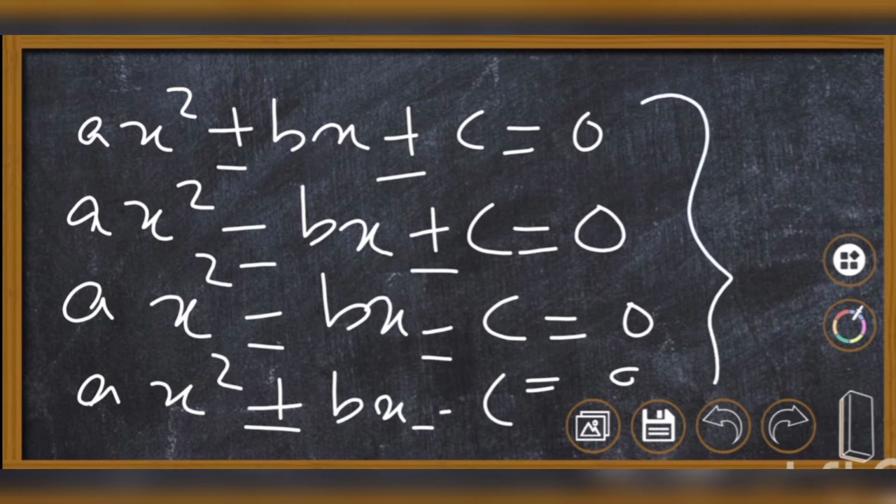So now we have to find how the signs of the roots, that is whether the roots are negative or positive, are determined by just seeing the equation.